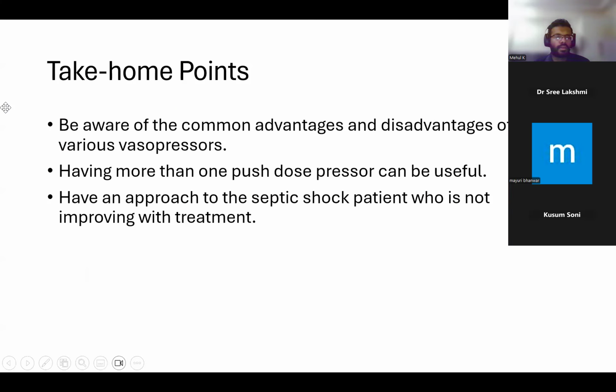So just to bring it all home, be aware of the common advantages and disadvantages of the various vasopressors that we have. Having more than one push dose pressor available can be useful, as in every condition, adrenaline might not be the most appropriate thing to go for as a push dose pressor. And always have an approach on how to deal with a septic shock patient who's not improving with your usual therapies. So that is all that we have for this particular session.